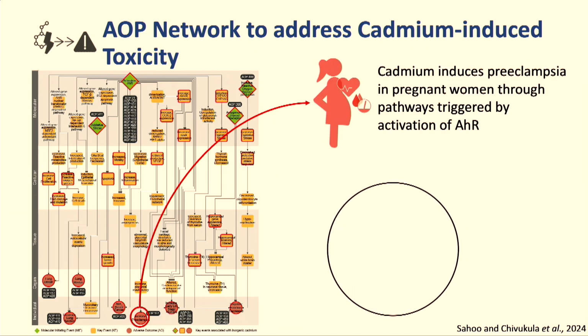The first case study is on preeclampsia. As you all heard in the first talk of today, Professor Rahul Siddharthan said that preeclampsia has a risk of highest mortality in pregnant women. So we see that cadmium actually can induce preeclampsia. So how does it do that?